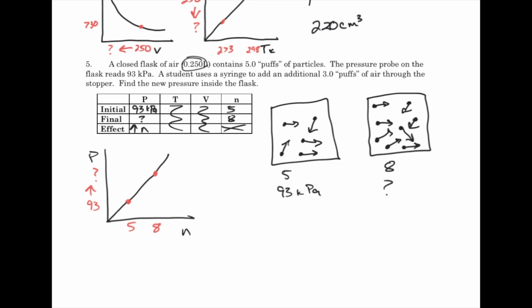And so again, that tells us how to arrange this conversion factor here. So we'll start with what we were given of 93 kilopascals over 1. It needs to go up, so we need to arrange it so that it will go up. 8 particles over 5 particles, right? And multiply across, and we get 149 kilopascals.